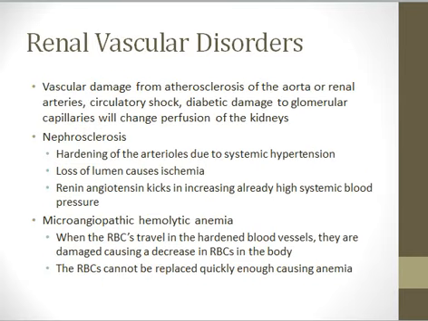So, renal vascular disorders. Don't forget that a huge part of the kidney is getting the blood in and filtered. So, vascular damage from atherosclerosis of the aorta and renal arteries, circulatory shock, and diabetic damage to glomerular capillaries can change that perfusion. That's a problem. Okay, so if we get nephrosclerosis, or hardening of those arterioles because of systemic hypertension, and that could be a byproduct of diabetes too, you could get a decrease in the lumen, or that opening. It'll cause ischemia. That'll kick in the renin-angiotensin system. Okay, and that'll compound the problems.